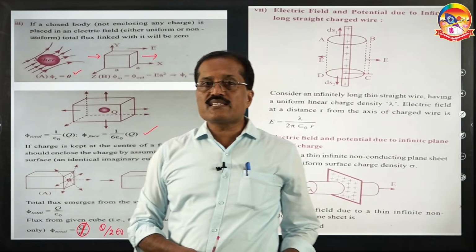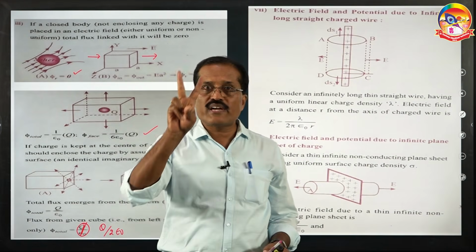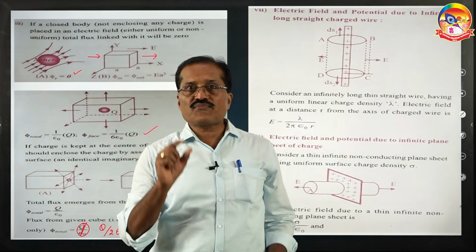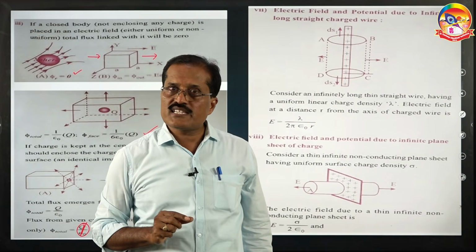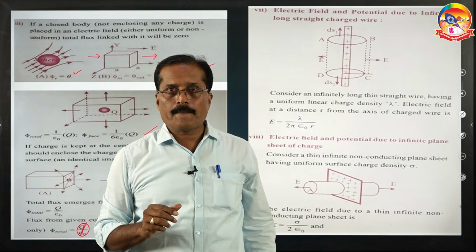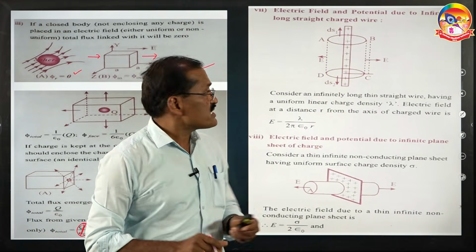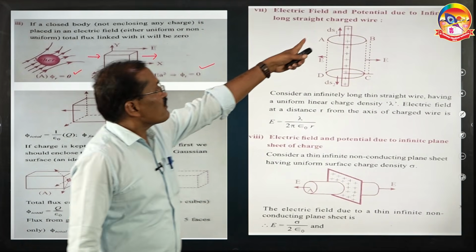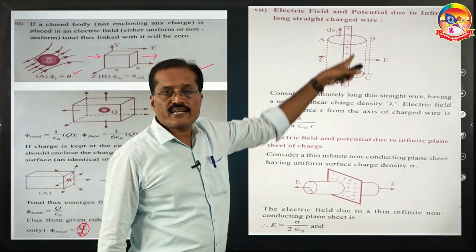Next, we have other applications, children. Earlier we discussed two electric field intensities: the electric field intensity given by a point charge, and the electric field intensity given by a dipole. Now the next one is the electric field given by a long linear conductor.